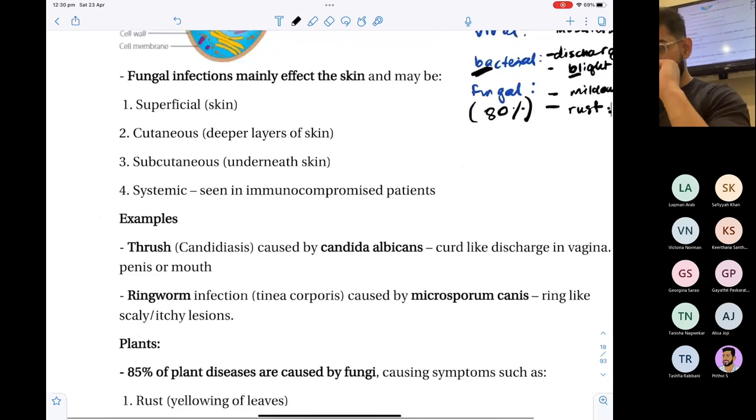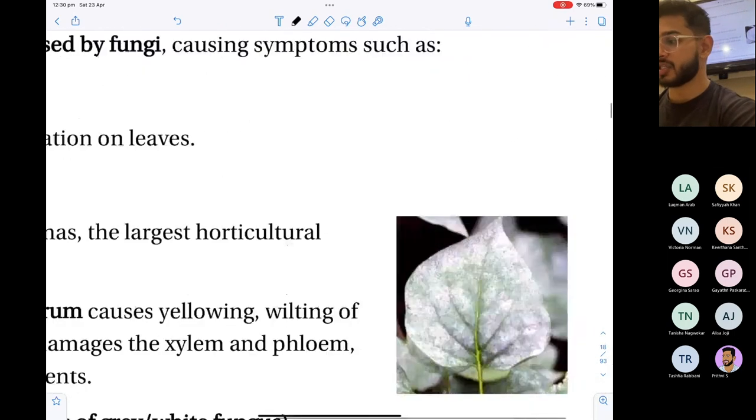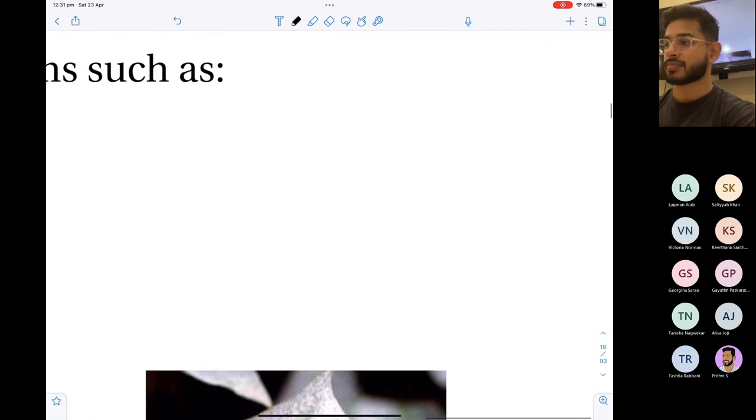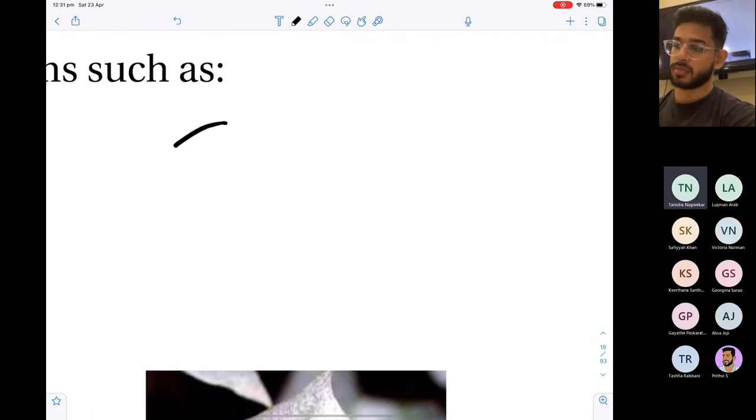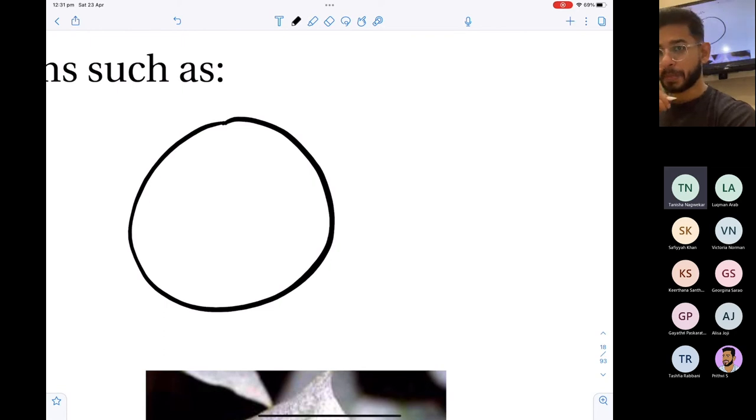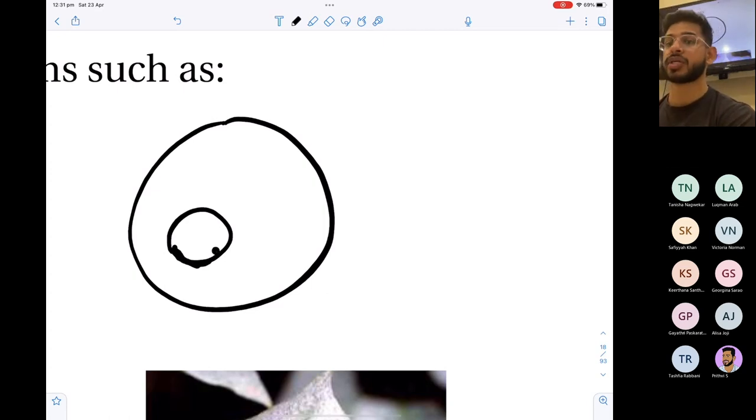Good. What about fungi? What's the structure of a fungi, Tanisha? Eukaryotic or prokaryotic? It can be either. Only eukaryotic. I want you guys to all remember this. What is the only prokaryotic organism? Bacteria. Right, only bacteria. There's archaea as well, but they don't cause disease. So in this module, for all intents and purposes, the only prokaryotic organism is bacteria. Make sense? Everything else is eukaryotic.